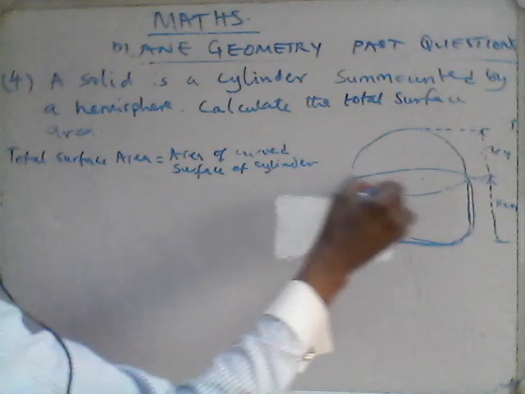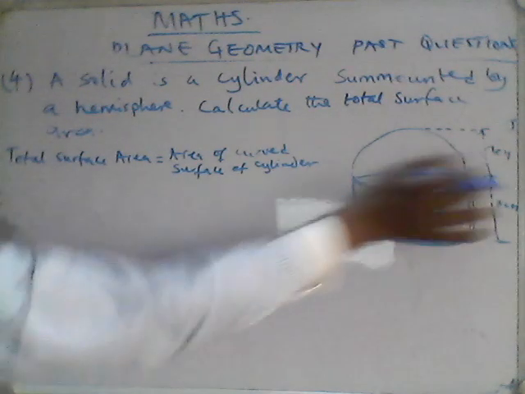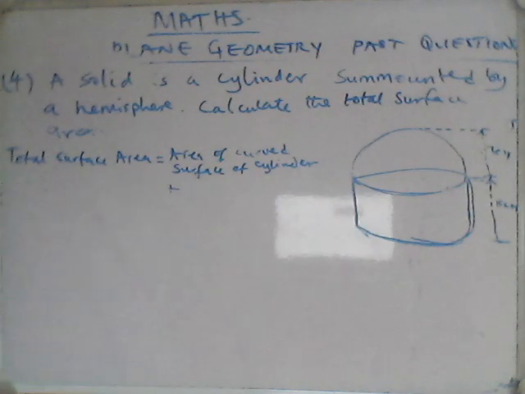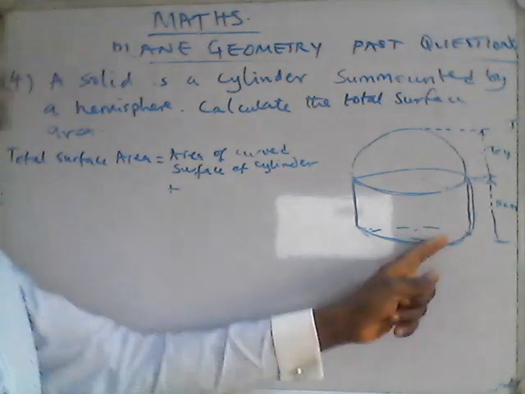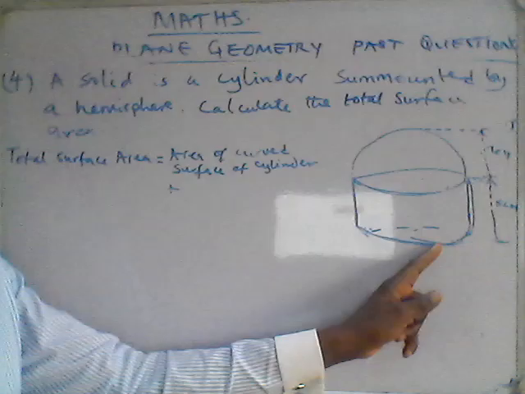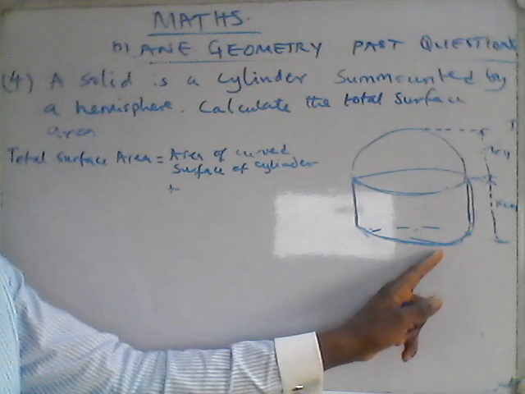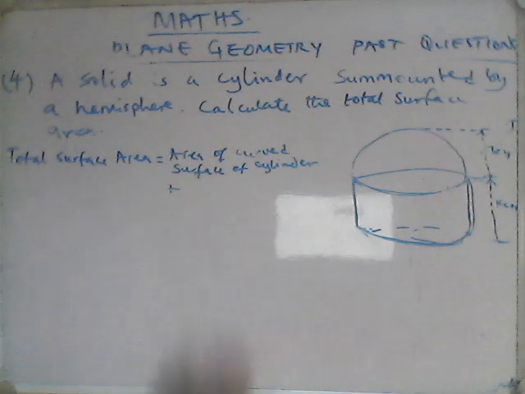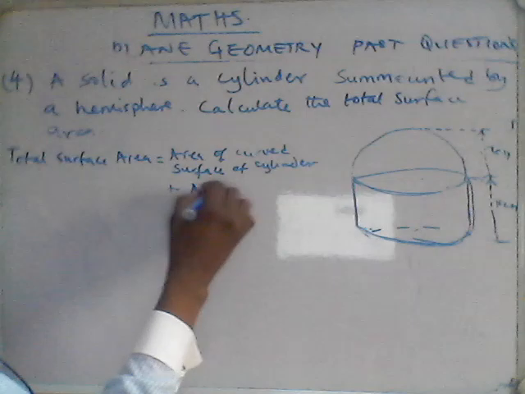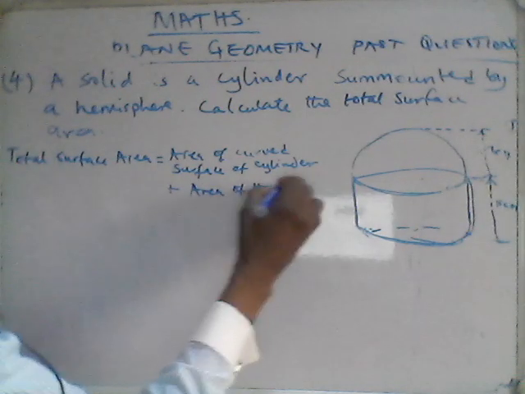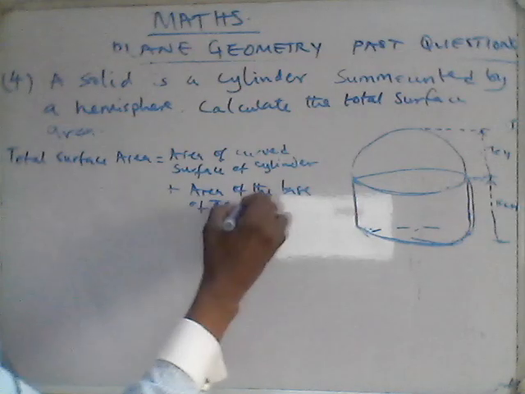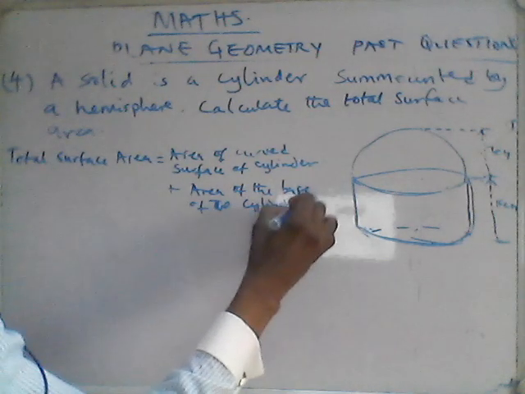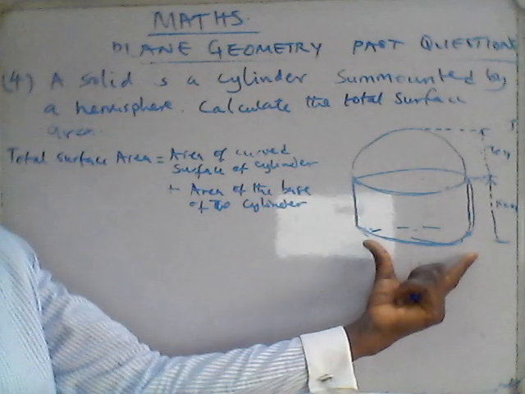That's the cylinder. The curved surface of this cylinder, plus the area of the base of the cylinder. It's a circle, right? So I will say plus area of the base of the cylinder, which is this circle down here. So that's the second one.